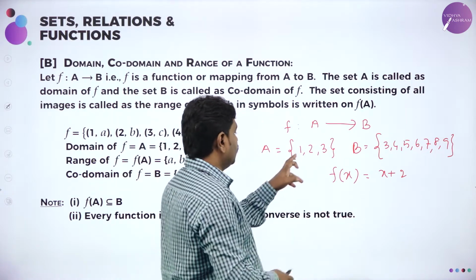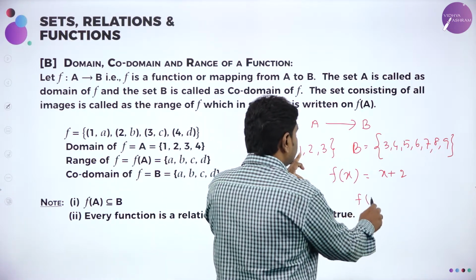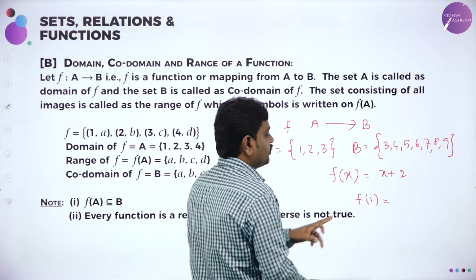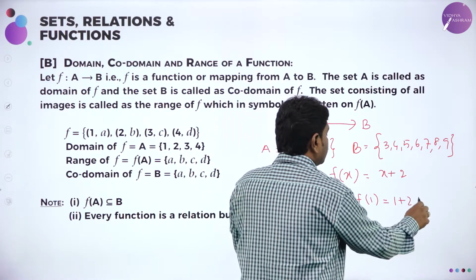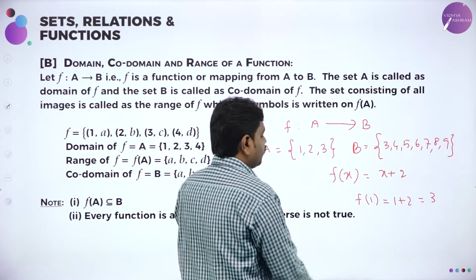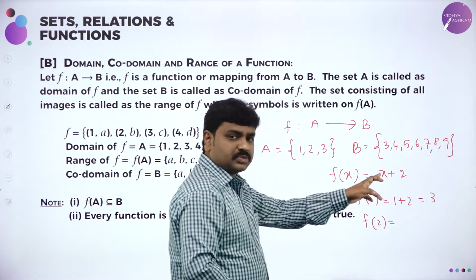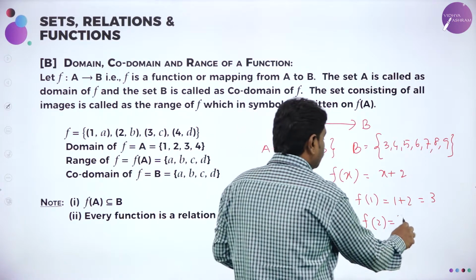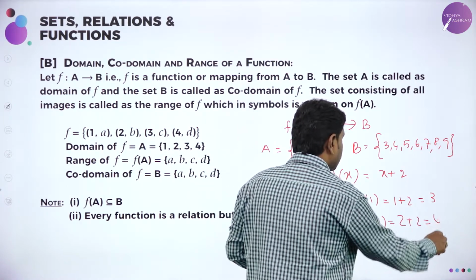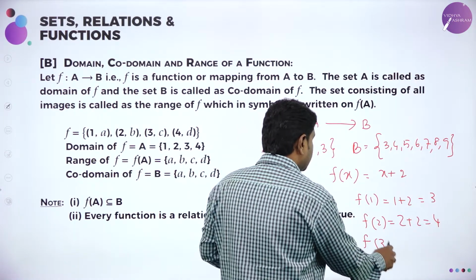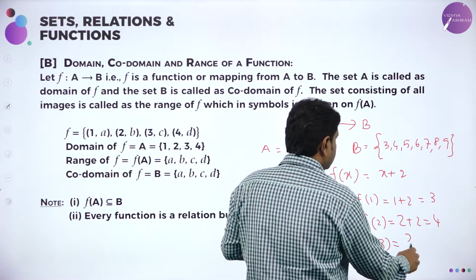Now you find the image of 1. f of 1 means image of 1. Image of 1 means in the place of x put 1. It will become 1 plus 2. What is 1 plus 2? 3. Then find f of 2. f of 2 means image of 2. In the place of x put 2, it will become 2 plus 2. What is 2 plus 2? 4. Then f of 3. Image of 3 means in the place of x put 3. So it will become 3 plus 2.